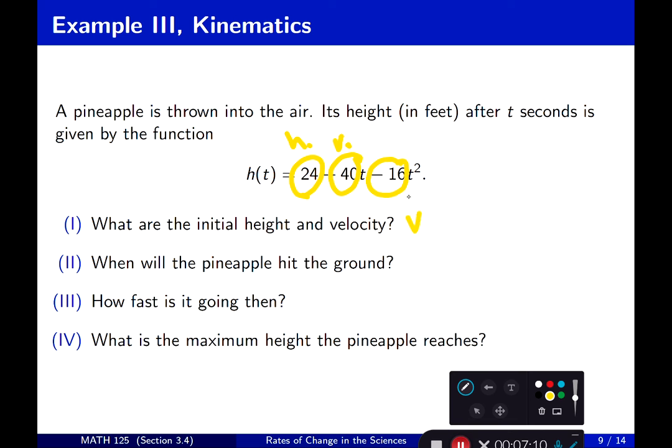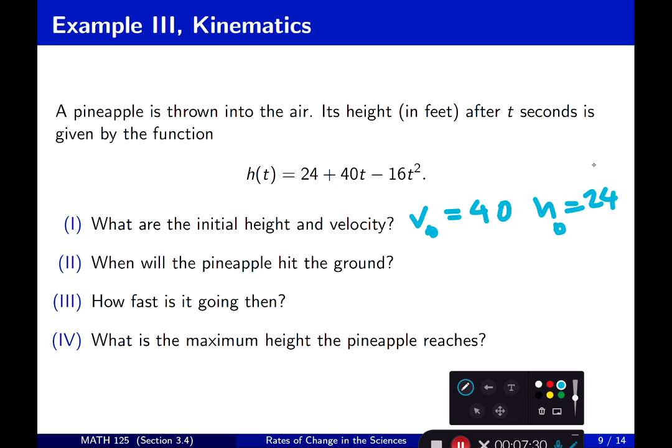So v sub 0 is equal to 40, and h sub 0 is equal to 24. And again, we're counting that going upward is the positive direction.